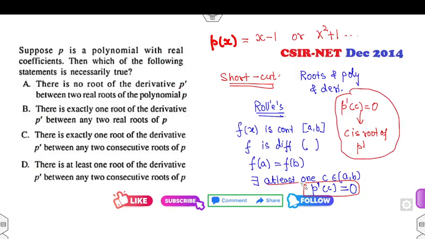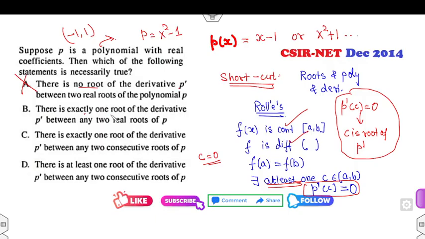So how many roots are needed? Because every polynomial is continuous, every polynomial is differentiable. You can easily check this. Let's say I choose the polynomial as x square minus 1, and the interval I can choose this part. Then clearly f of b and f of a are the same, so there exists at least one c, and that c will be 0. Fine. So there is no root.